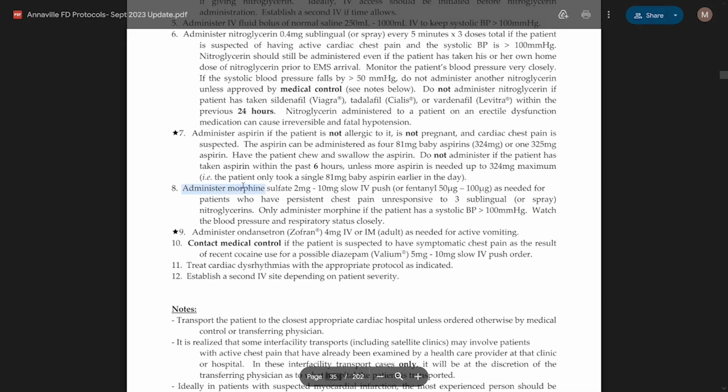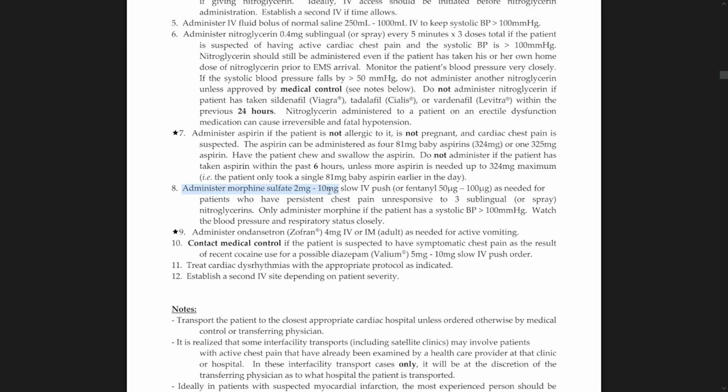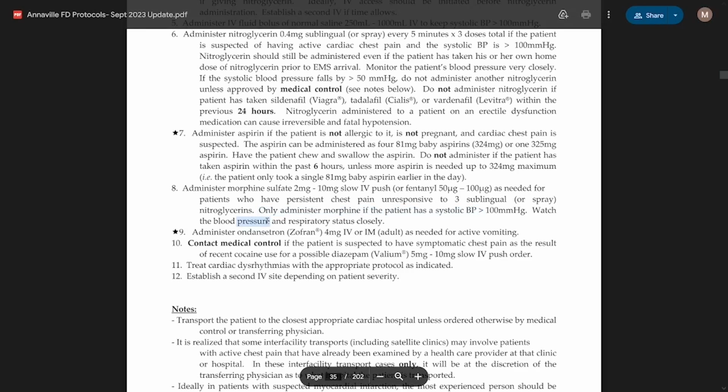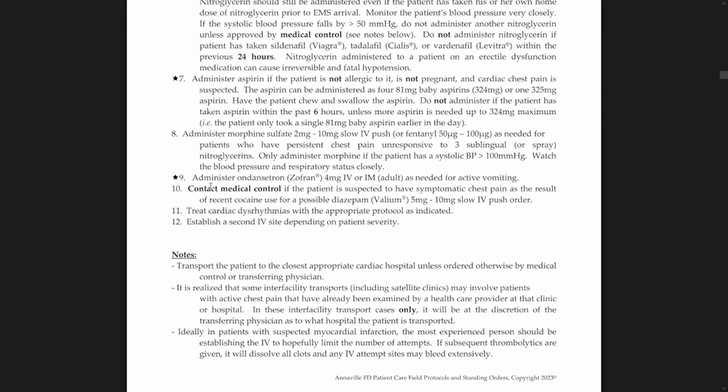So, administer morphine sulfate, 2 milligrams to 10 milligrams, a slow IV push, or fentanyl, 50 to 100 micrograms, as needed for patients who have persistent chest pain and are unresponsive to 3 sublingual nitroglycerin sprays. Only administer morphine if the patient has a greater than 100 systolic blood pressure, and watch the blood pressure and respiratory status closely. Administer Zofran 4 milligrams IV or IM if it's an adult patient as needed for active vomiting.